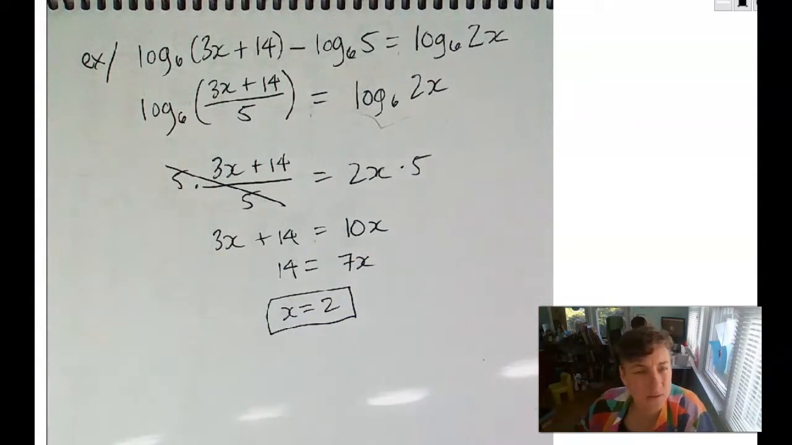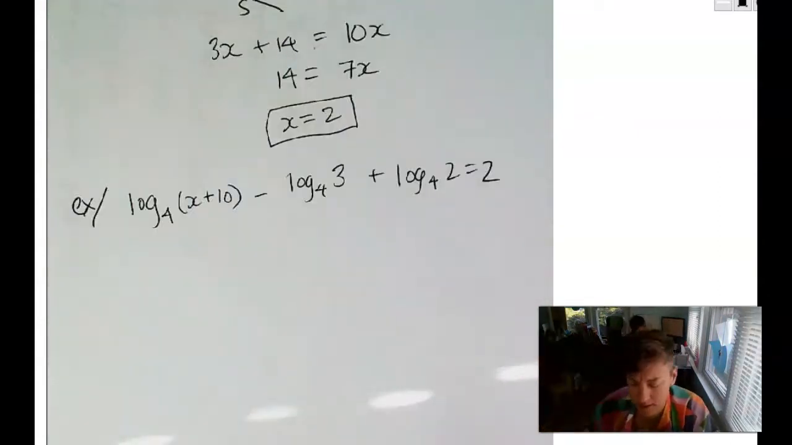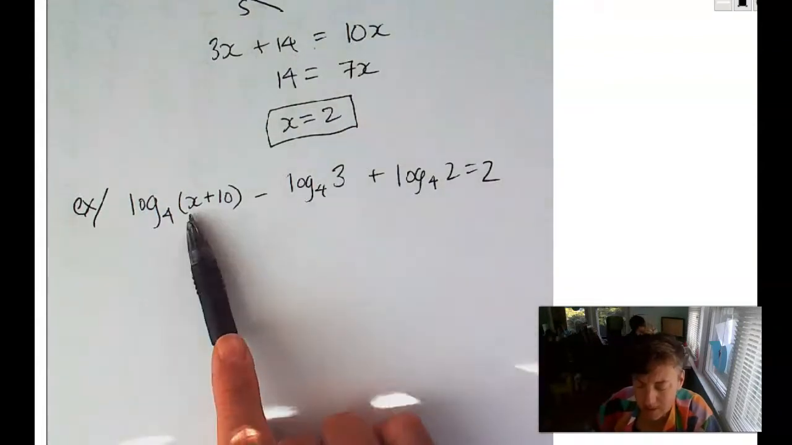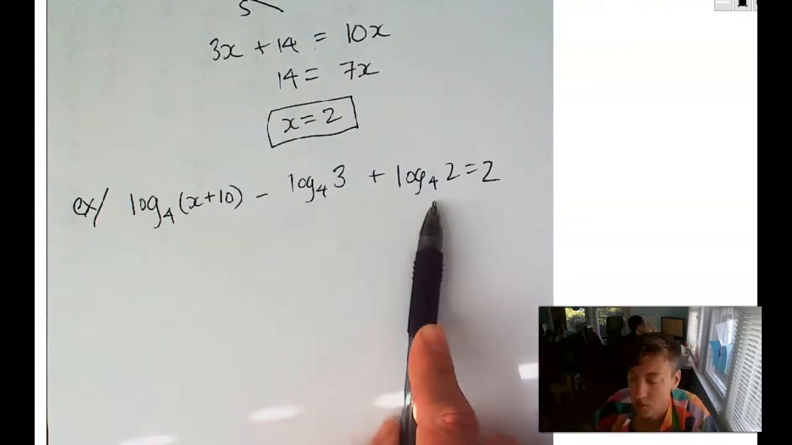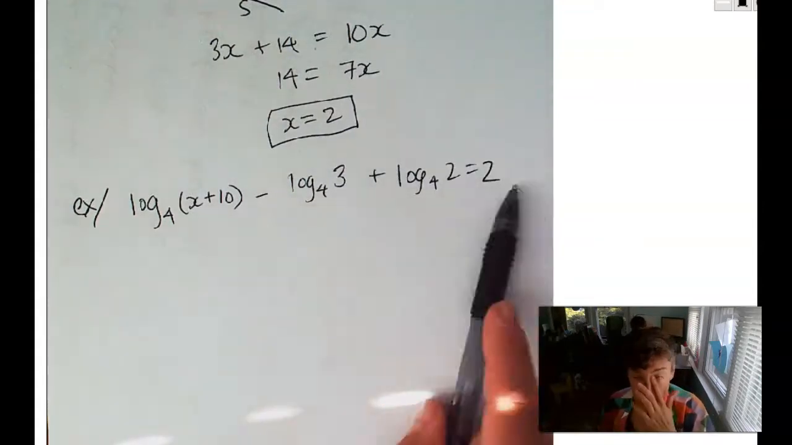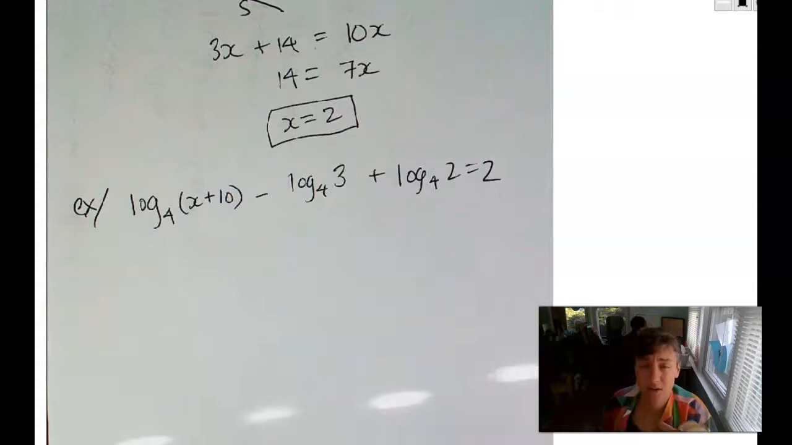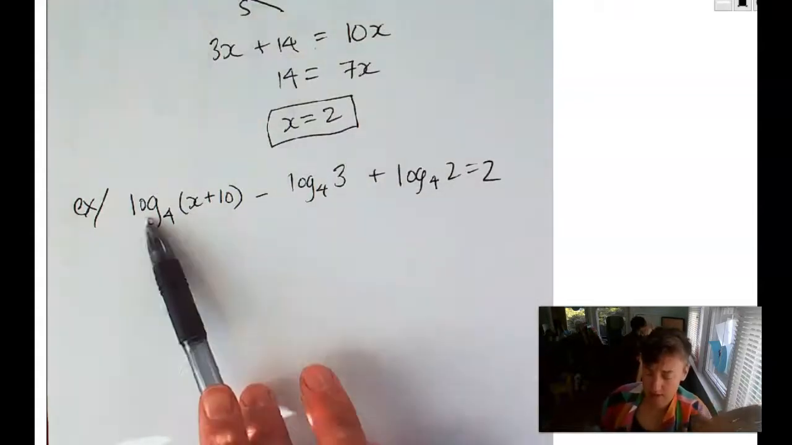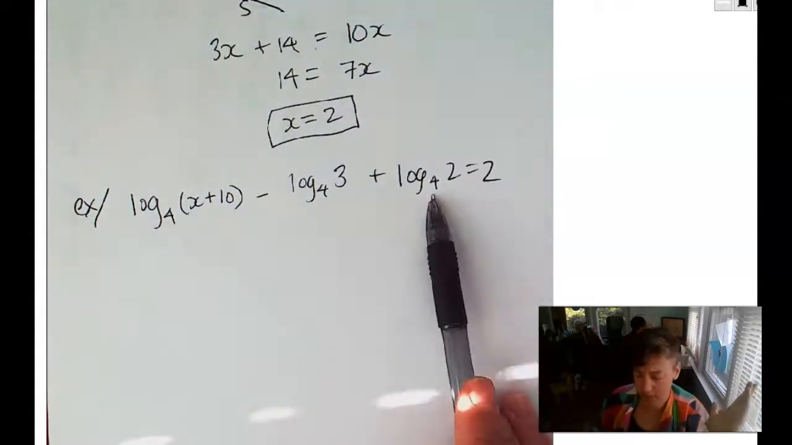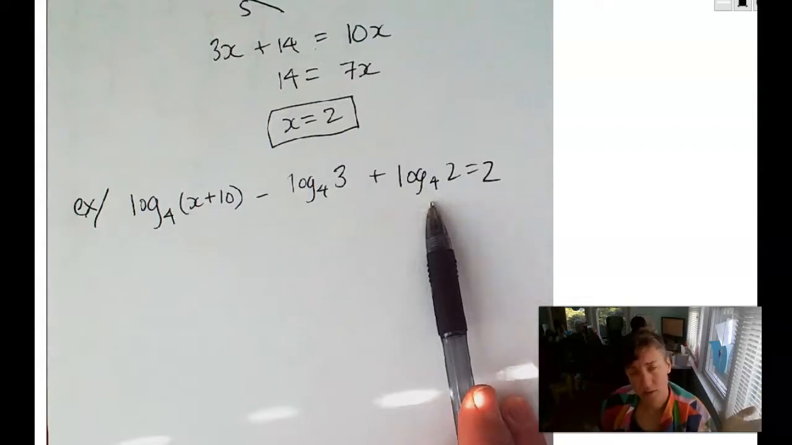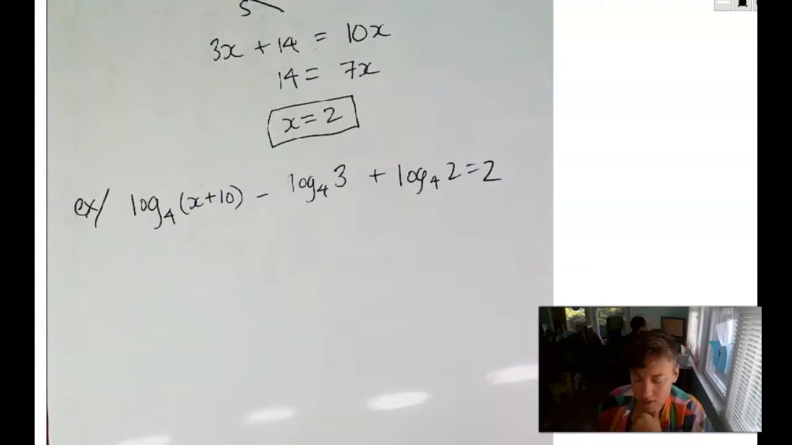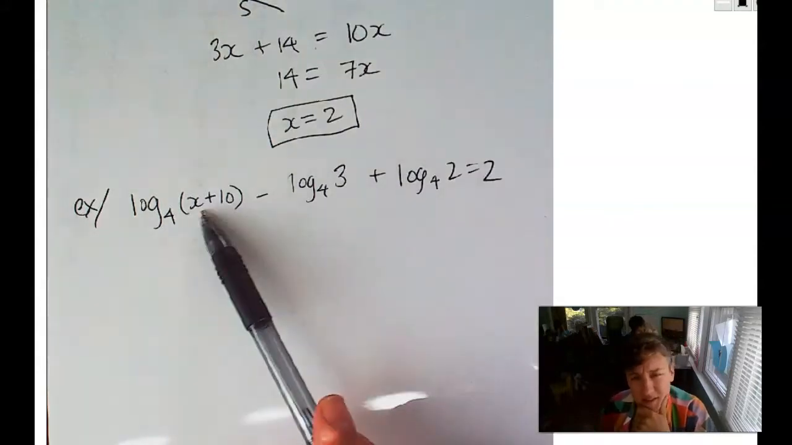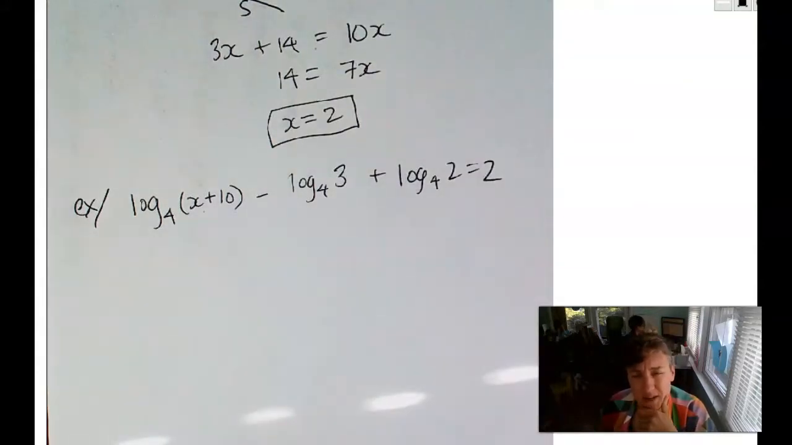Let's do another one. And check out this beauty. We got log base 4 of x plus 10 minus log base 4 of 3 plus log base 4 of 2 equals 2. So, I know what you're thinking. We're going to condense the left side of the equation. And then we'll probably do a little bit of looping and swooping, putting it back into exponential form, so we can solve for this x here. And your thinking is correct.